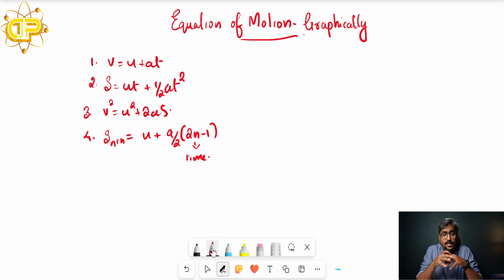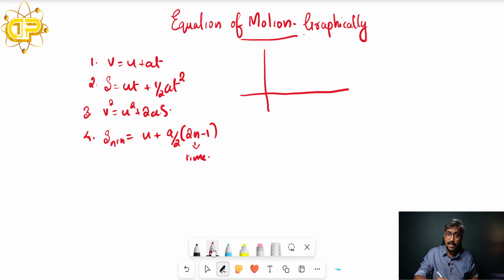Okay, so these were the equations that we had dealt with, and in the previous class we had studied how to prove these equations using the calculus method. Those who haven't seen the video, I will pin it somewhere here so you can go through the video and come back to this particular class. So here also the basic idea is how to prove these equations graphically.